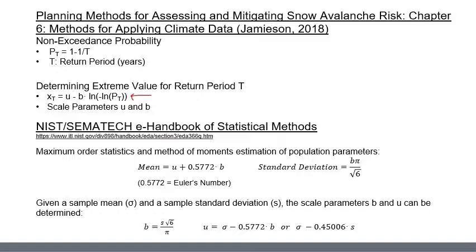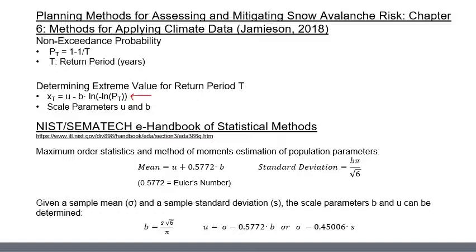Basically, what the method of moments means is you're assuming a set of sample data is representative of your population. And we're assuming our population fits the probability density function shown on the previous slide. So if we're assuming our sample data fits our population, we get the following two formulas where the mean equals u plus Euler's number times b, and the standard deviation equals b times pi over the square root of 6.